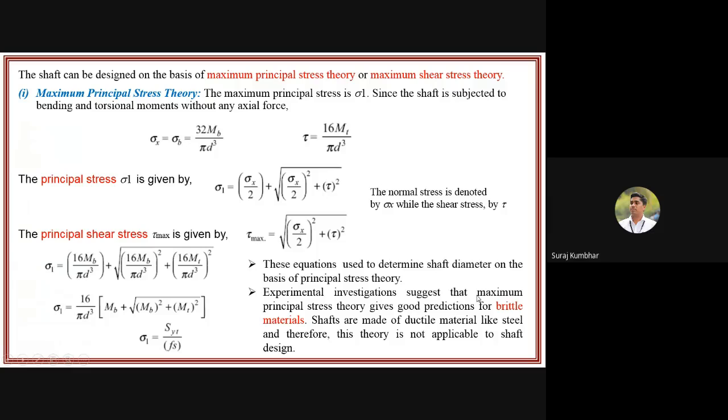If your shaft is made of brittle material like cast iron, then you can use this principal stress theory. Your principal shear stress theory will be applicable to a ductile material. So just remember that; this type of question may be asked: if the material is brittle, which theory has to be used for the shaft design? In case of a brittle material, principal stress theory. In case of a ductile material, principal shear stress theory.